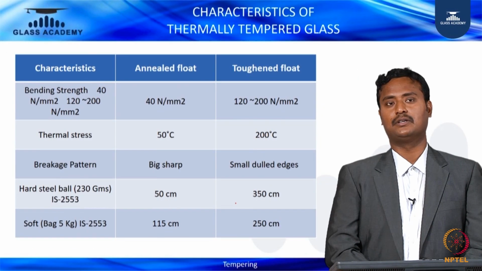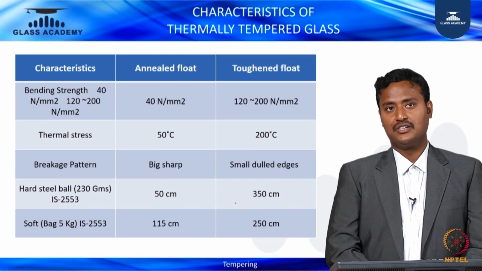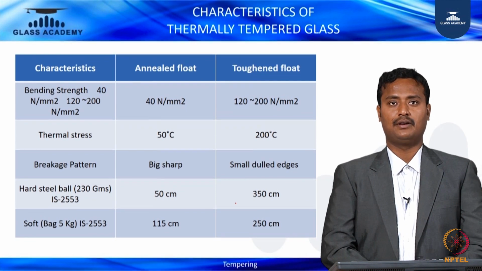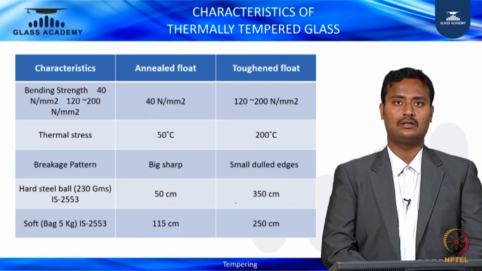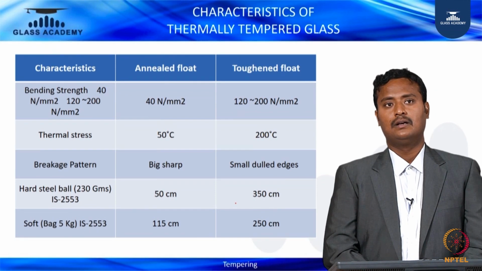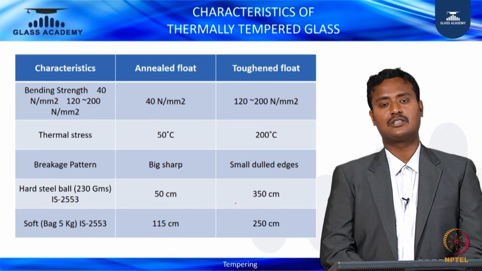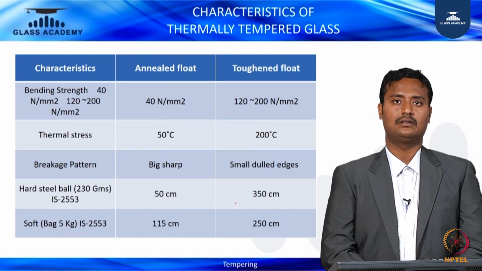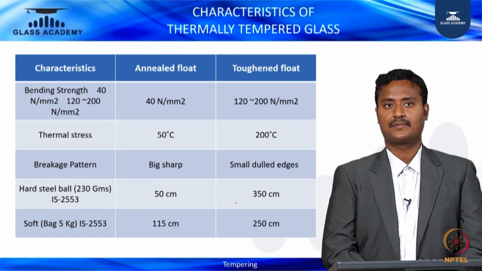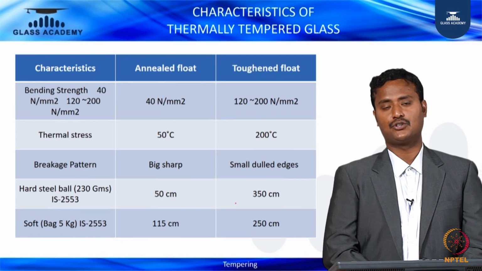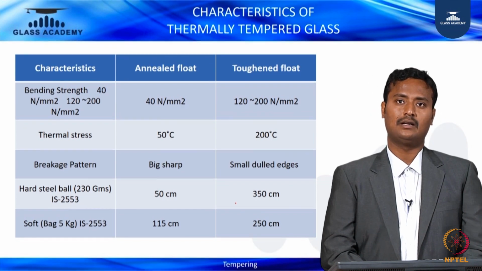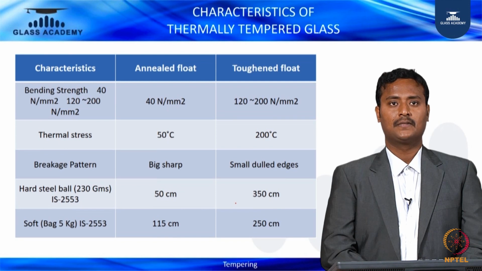Characteristics of thermally tempered glass: bending strength for annealed glass is 40 Newton per mm square, whereas toughened glass is 120 to 200 Newton per mm square. For thermal stress, annealed glass can resist up to 50 degrees centigrade, whereas tempered glass can resist 200 degrees centigrade. The breakage pattern of annealed glass is big and sharp and will hurt people, whereas tempered glass breaks into small pieces with very dull edges, which won't hurt anybody.